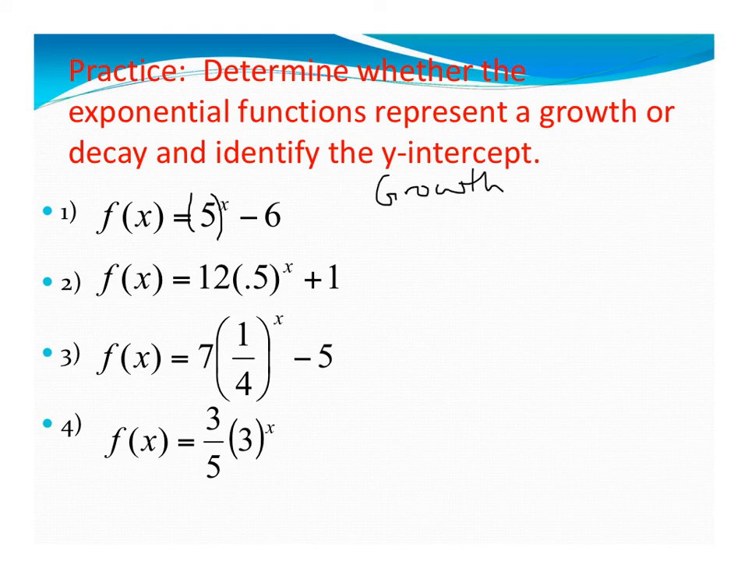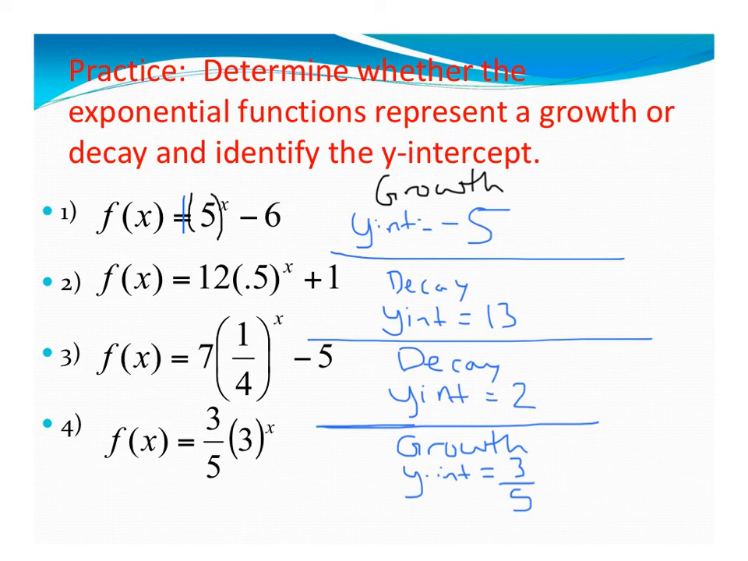Now, how about my y-intercept? Is it negative 6? Not so fast. There's that 1 out front. Don't forget about that 1. So 1 minus 6 gives me negative 5. So my y-intercept is negative 5. All right, try 2, 3, and 4 on your own, and we'll go over each answer.